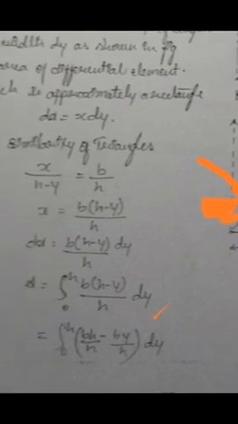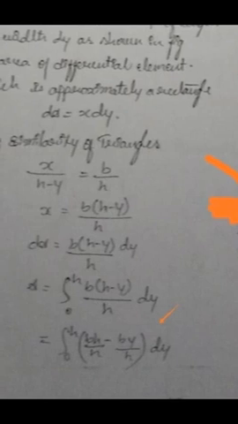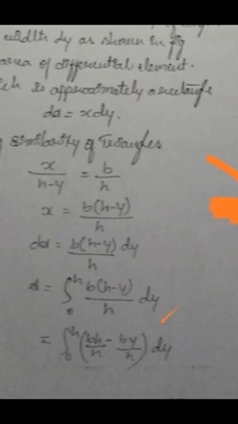Okay, so dA, you can see at the top, dA is equal to x into dy. So x value I got, I will substitute the x value into the main equation. dA is equal to x into dy, now I will substitute x is equal to b into h minus y divided by h. So finally dA will become the product of x into dy, where x is equal to b into h minus y divided by h.